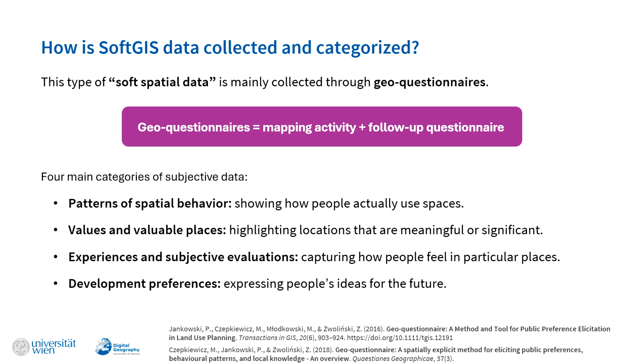The last, development preferences, expressing people's ideas for the future. For example, suggesting new green corridors, safer pedestrian routes, or better public transport connections. These preferences provide valuable input for shaping future urban and regional plans.